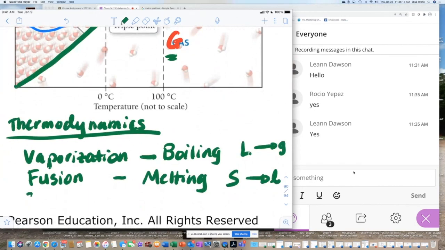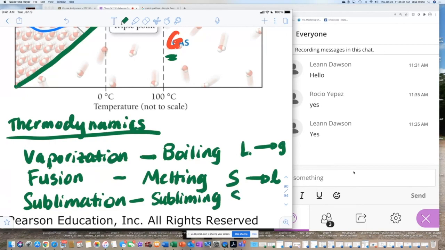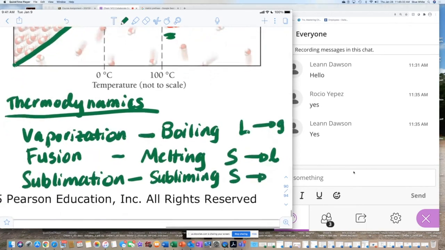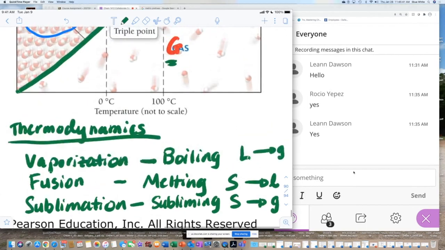And then we finally have sublimation. Sublimation means you're going from a solid directly to a gas without ever forming a liquid. So you want to be aware of that terminology. When they talk about one, they mean the other, and vice versa.